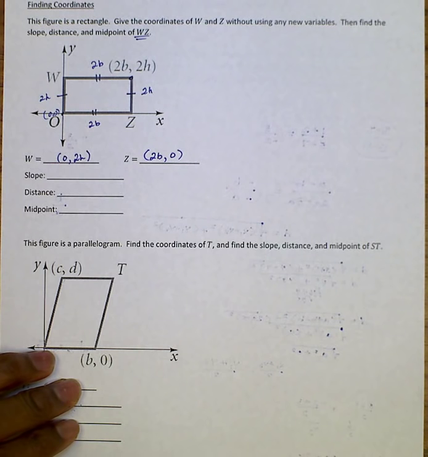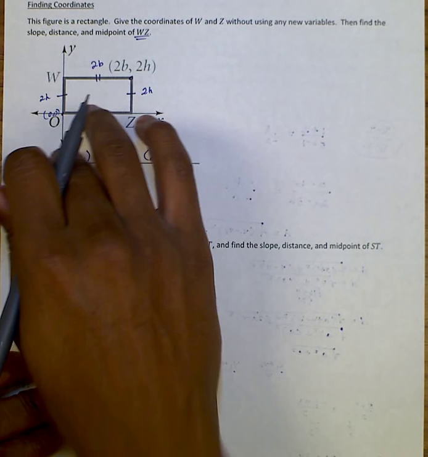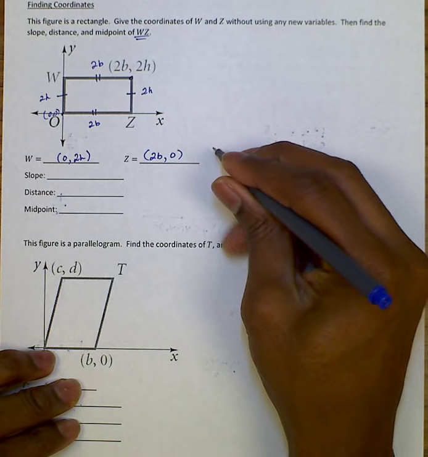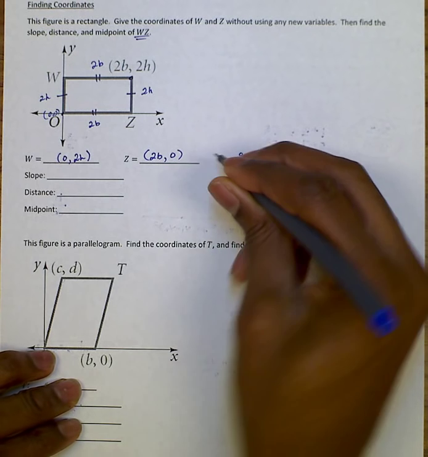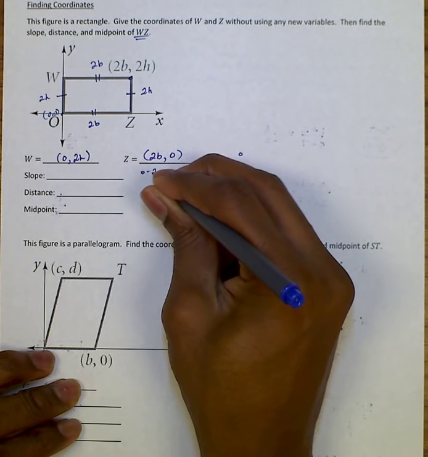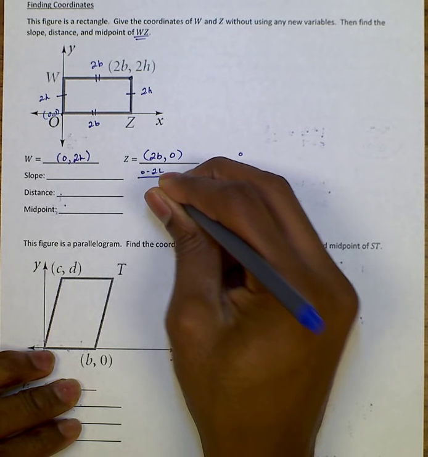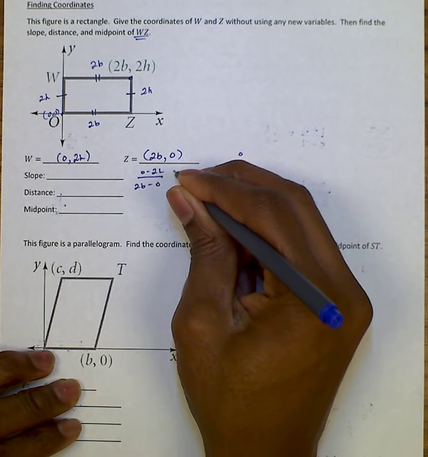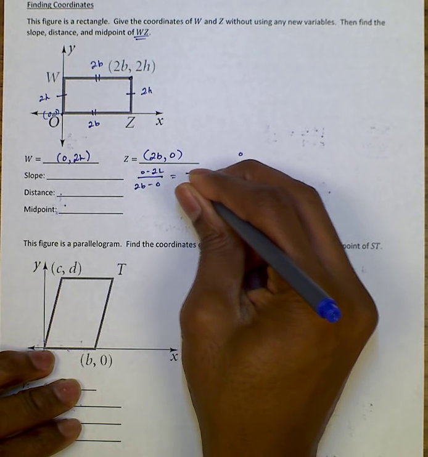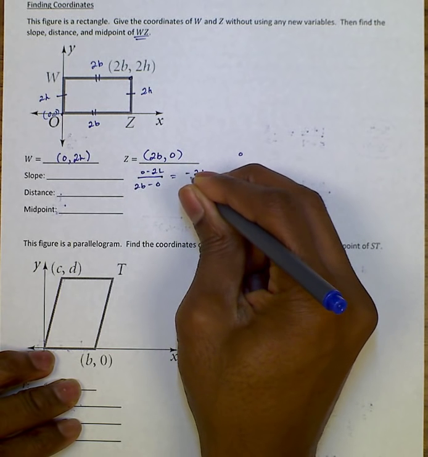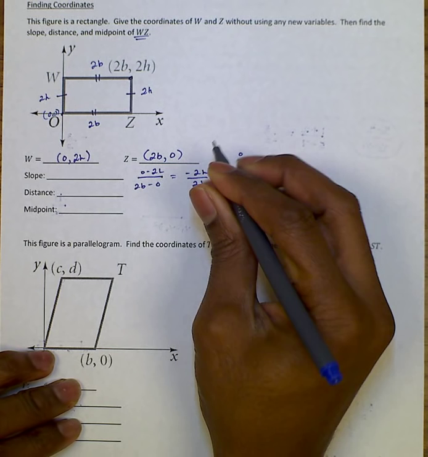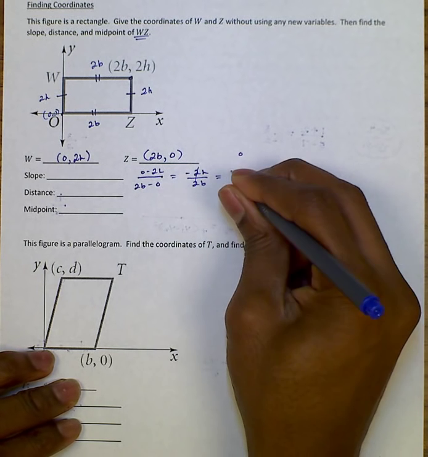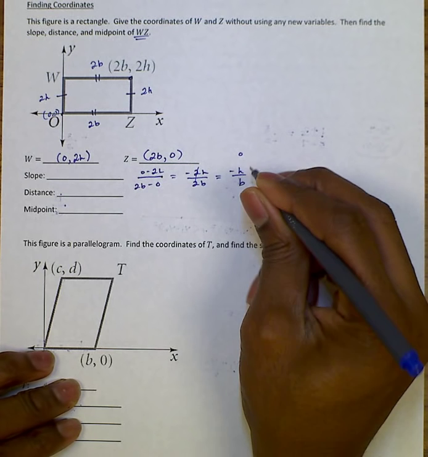So let's do that. Slope, remember that's y2 minus y1 over x2 minus x1. So slope will be 0 minus 2h over 2b minus 0. So we have negative 2h over 2b. Always simplify. We can take the 2 out from both of these. And so we have negative h over b. That's our slope.